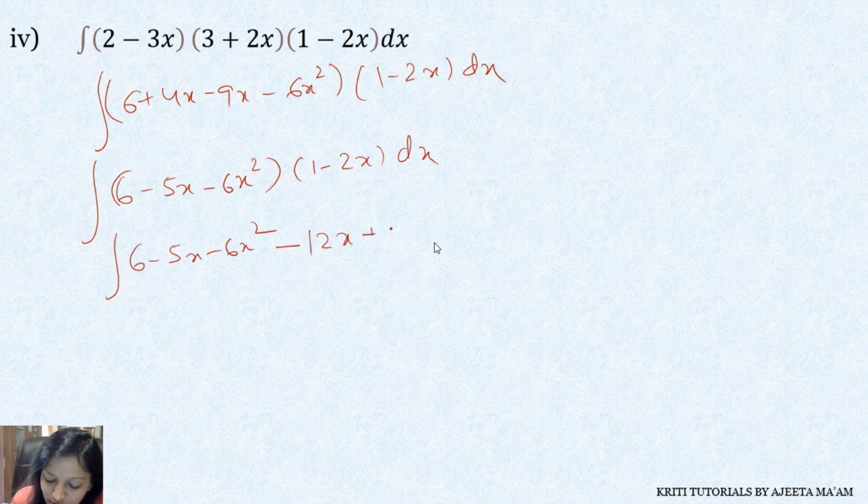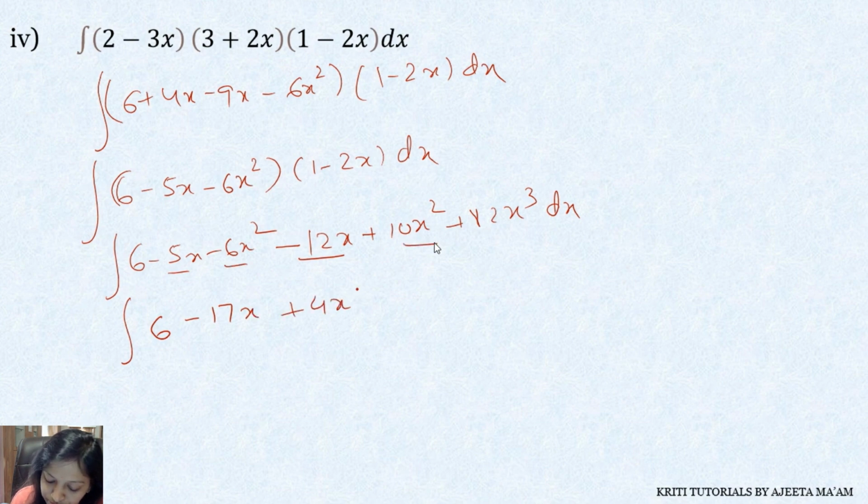So minus 12x plus 10x square plus 12x cube. This is what I am getting. Okay, now let's simplify it and then simply apply the power rule. Now the constant term 6 we have. For the x we have minus 17x. For squares we have 4x square. And for the cube we have again a single term.